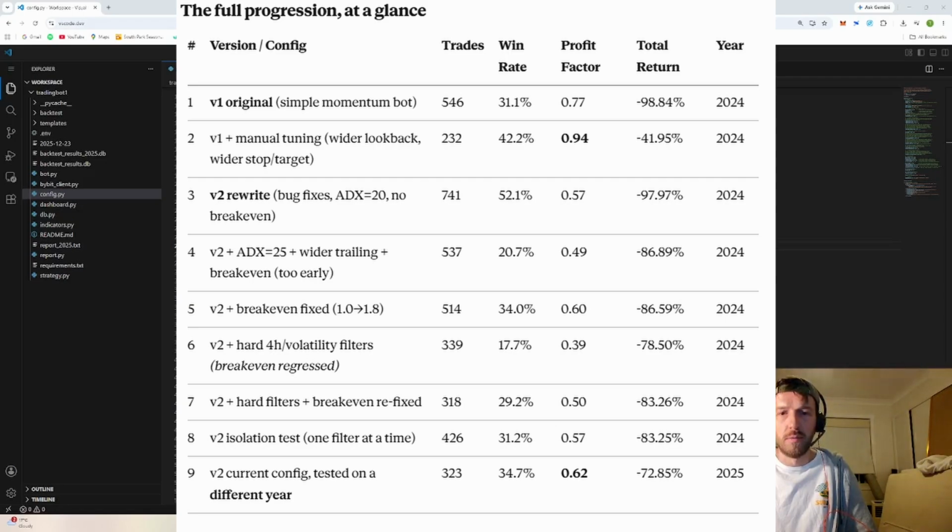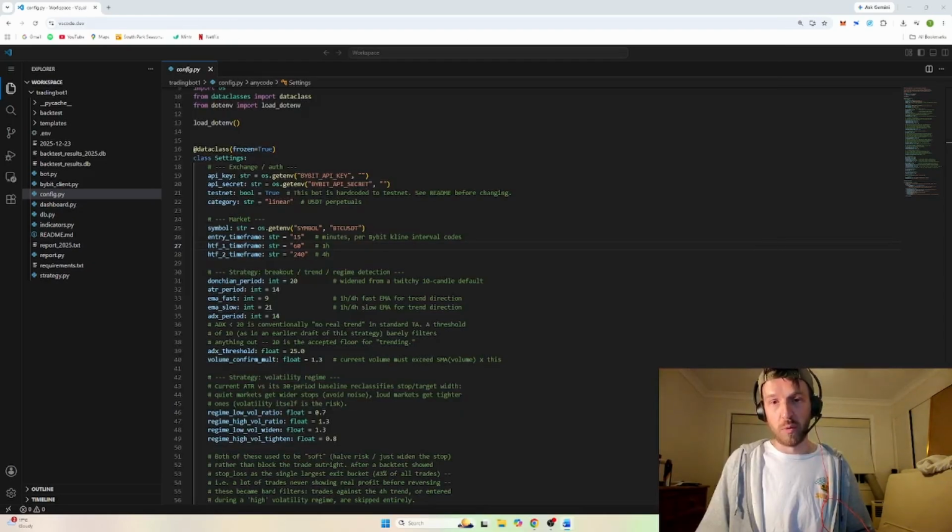In one of the earlier attempts at the trading bot, we actually got the profit factor up pretty high, to about 0.94. So that's pretty awesome. But I have a gut feeling that that's possibly as high as this thing is going to get. So here's what's happening.